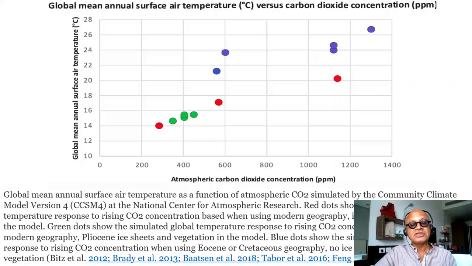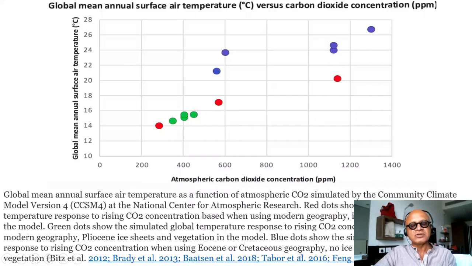So during the Pliocene, the geography was essentially the same with little bit of changes in Australia and the Himalayas and so on. We talked about the Pliocene, Pleistocene transition from a so-called permanent El Nino to the current intermittent El Nino. And the blue dots show the simulated global temperature response to rising CO2 concentrations when using Eocene or Cretaceous geography, which was quite different.